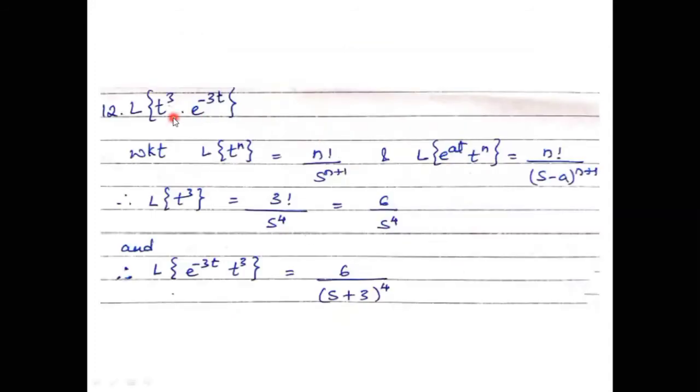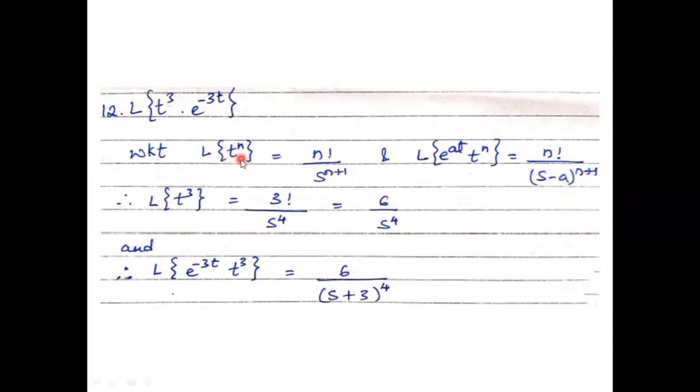See, when you have two functions like this, t cube and e power minus 3t. We know that L of t power n is n factorial by s power n plus 1. Here n is a whole number, so we have used this formula, n factorial by s power n plus 1. Also we have done this in the standard formula, e power at t power n, that is equal to n factorial by s minus a power n plus 1.